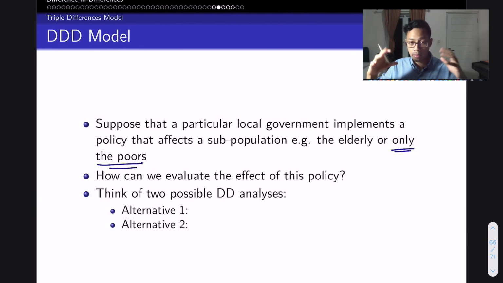If you think about the population, you can divide it into two subgroups, the poor population and the non-poor population. Given your knowledge of the DID estimate, you can think about how to evaluate the effect of this policy. Now it's interesting that there are actually two ways, two difference-in-differences models, that you can think about. Name the two.